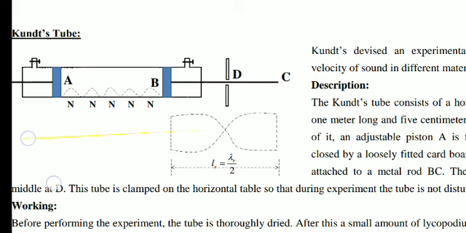Right, now there is some fixed position of the piston A. Okay, it is fixed at some position, for example. Now what we have to do, we have to take a cloth and we have to rub this particular rod BC. Now when we are rubbing the rod BC, what will happen? A longitudinal wave will be generated across the rod, right?